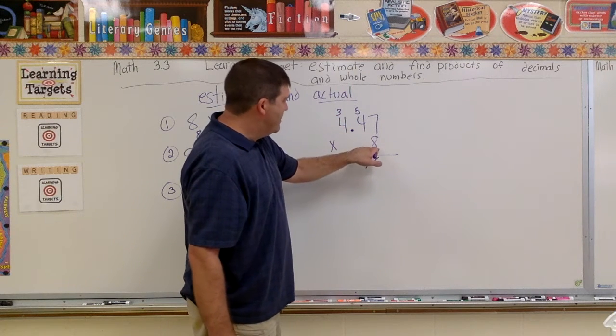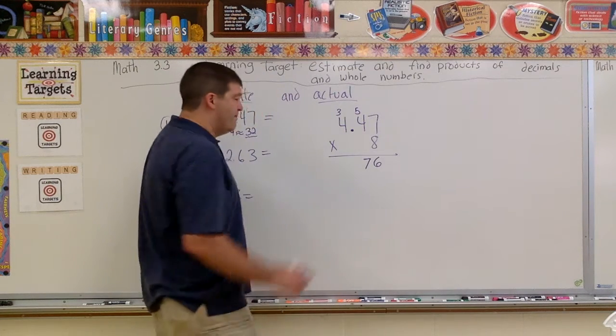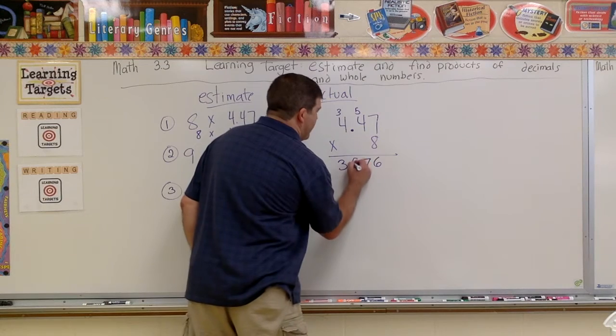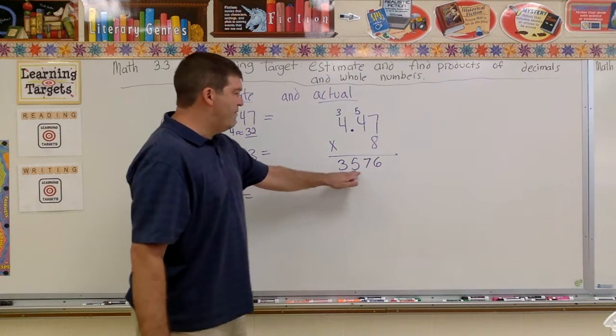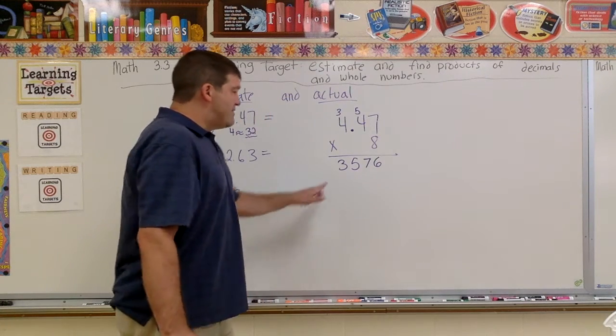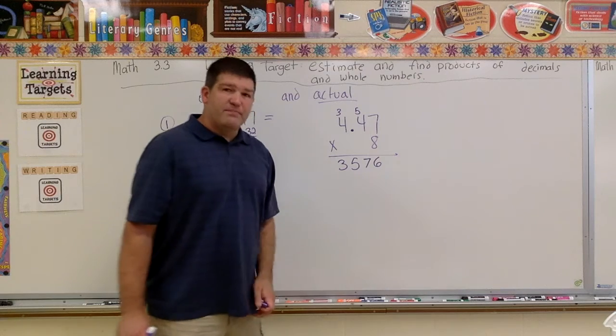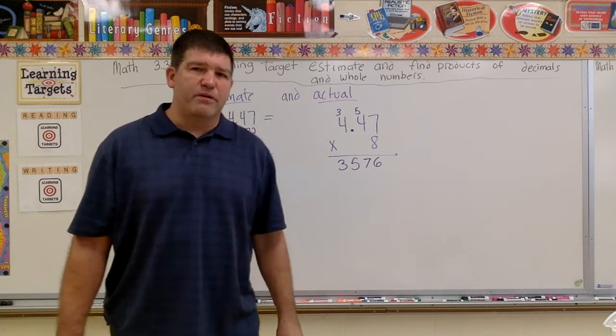Now I have one more to go. 8 times 4 is 32, plus 3 is 35. Now there's nothing left here, so I put the whole number right down there. So I have 3576. But it's not 3,576 because now, before I say I'm done, I have to do something with that decimal.